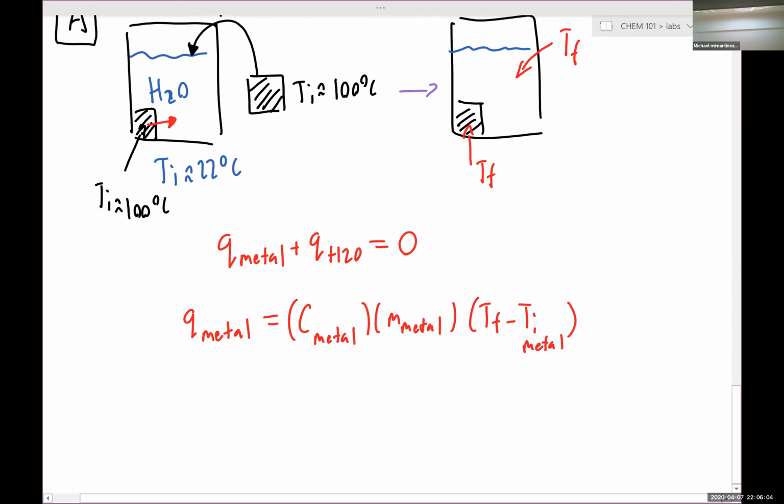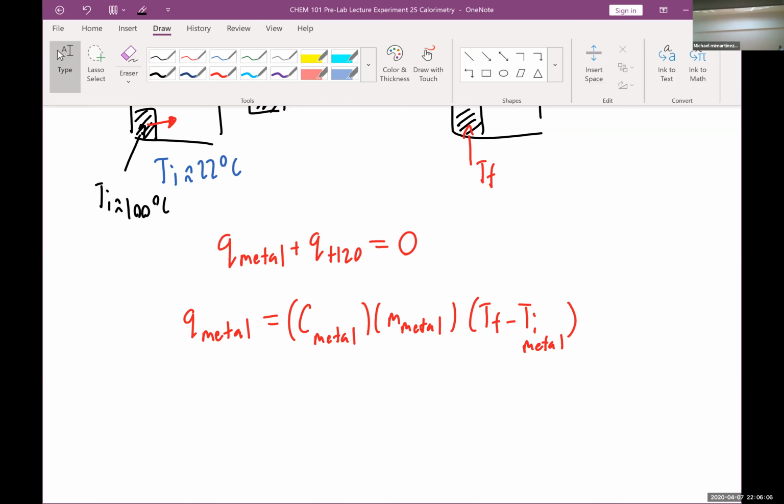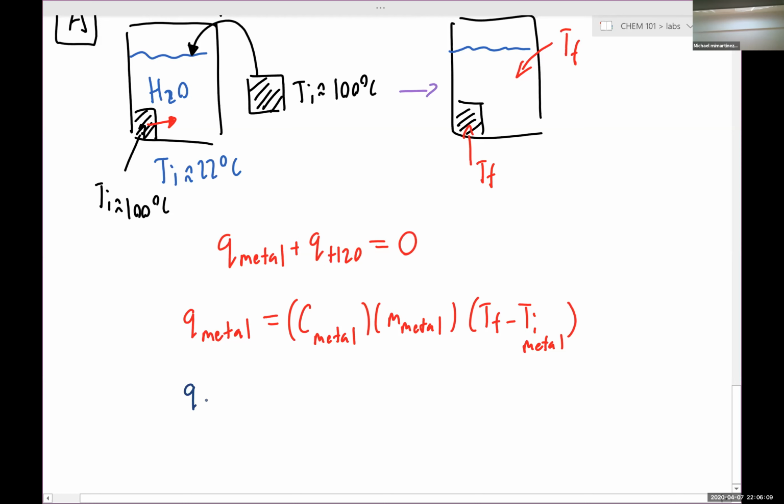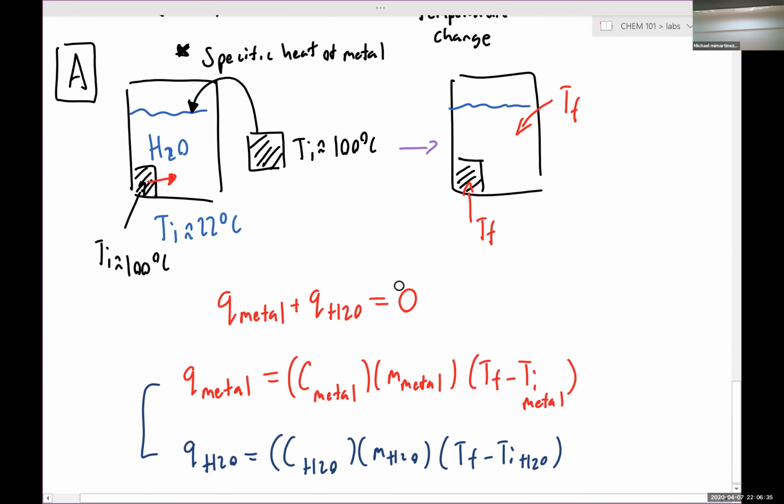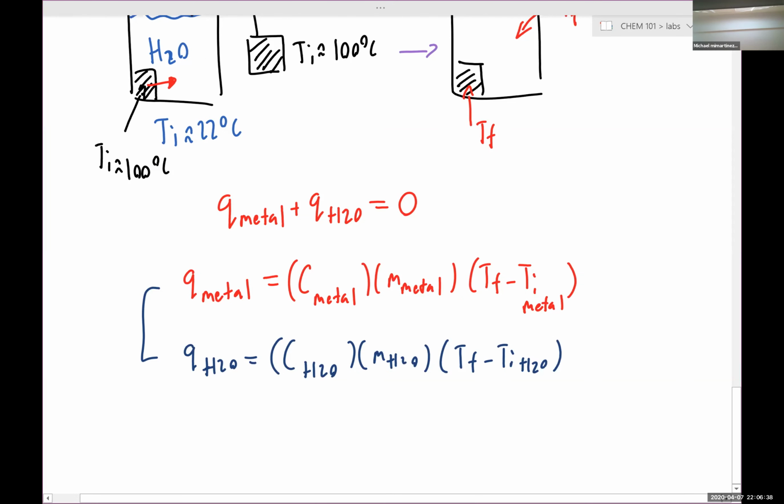We also know, and let's use a different color for this, let's use blue because that matches cognitively with water, Q water is going to be equal to the specific heat of water times the mass of water times T final minus T initial water. Where did we get this equation from? We got this from our expression of specific heat. All we're doing is saying, what object are we looking at? In this case, we're looking at our metal and our water.